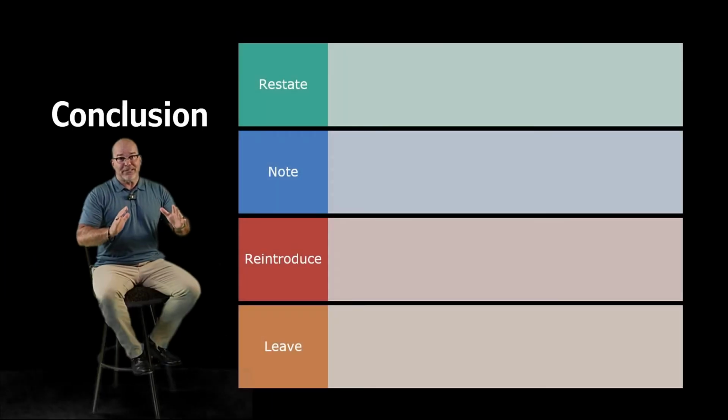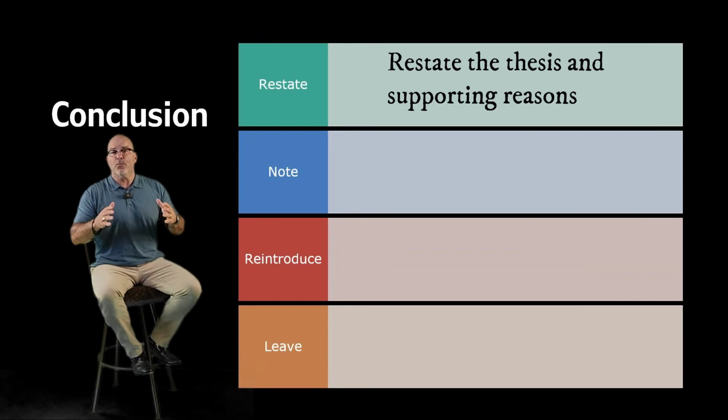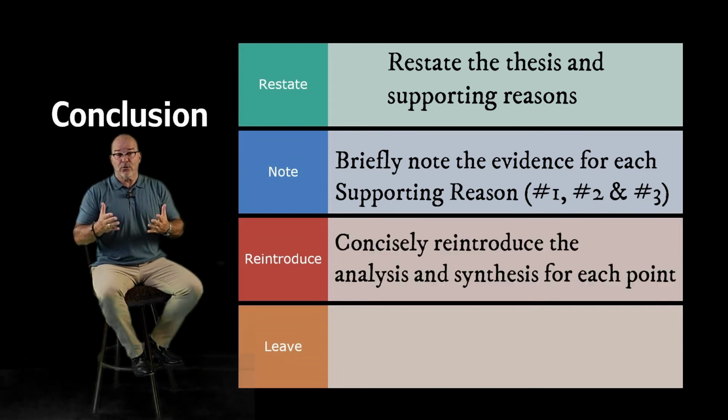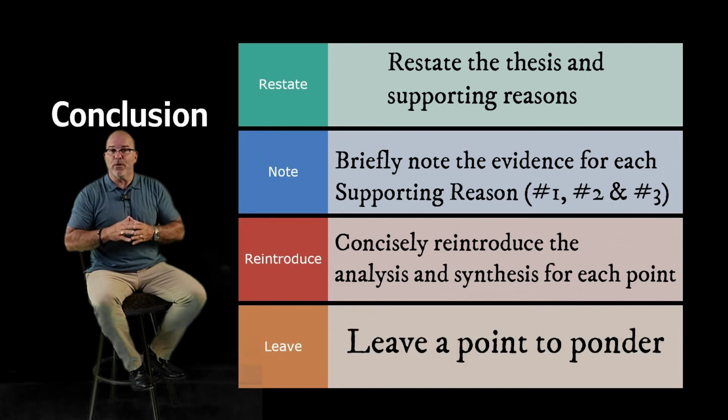Okay, we've written the introduction and the body of the paper. Now we're on to the conclusion. We're in the home stretch because the conclusion is the easiest section of an academic paper to write. As some people like to say, in the conclusion, you're simply going to tell them what you told them. And we start by restating the thesis. So then you're going to briefly note the evidence that was the base of those supporting reasons. Then concisely reintroduce the analysis and synthesis behind those supporting reasons. And finally, finish with a point to ponder.